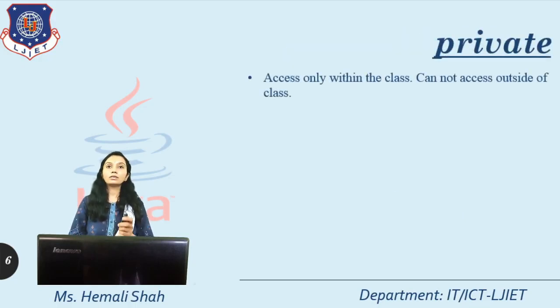Now think about what is the use of private access modifier. When you use private, what will happen? It is accessed only within the class. So when you declare your constructor as private, your data member as private, or a function as private, it is only and only accessible within the class, right? So outside of the class, you cannot access the private things. So private is basically used to provide access within the class, right?